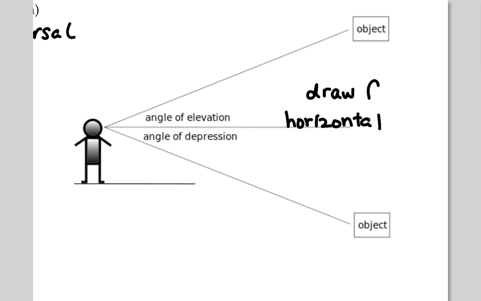Draw from the horizontal. So depression, you could probably associate that word with feeling down. I'm feeling depressed. I feel down. So that's down from the horizontal. Whereas elevation, you could probably associate that word with, oh, I'm feeling good. I'm feeling elevated. I'm feeling up. So there it is. Angle of elevation, angle of depression.